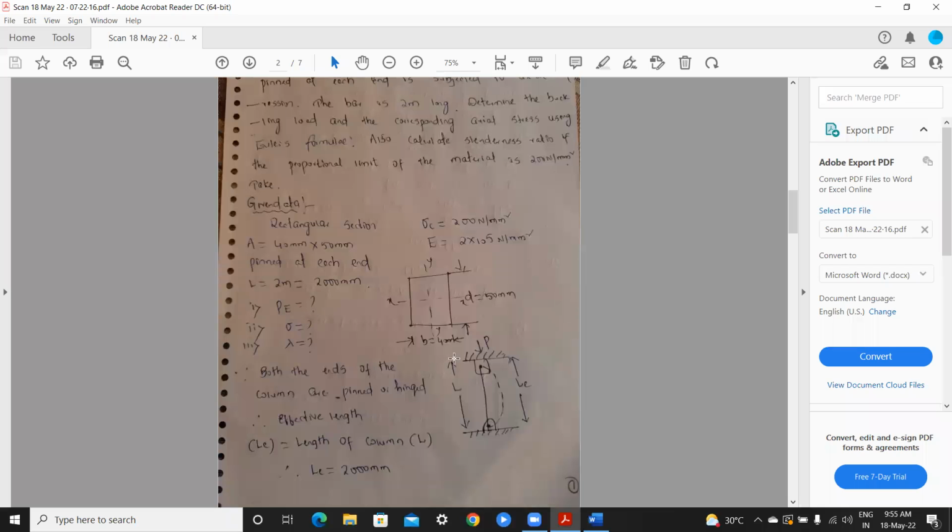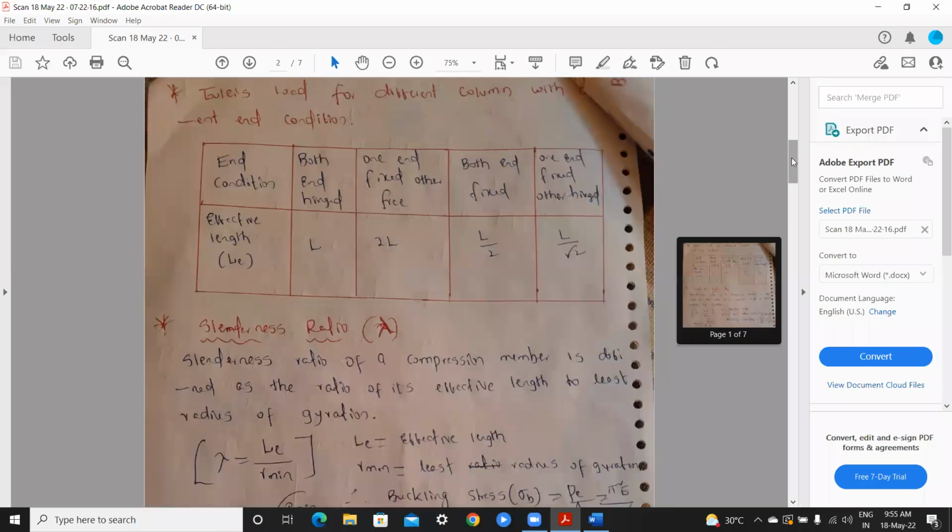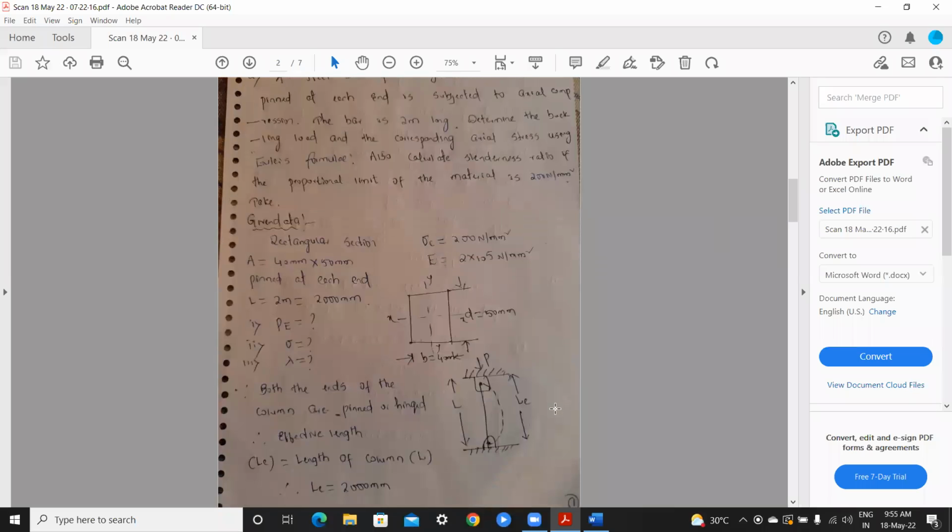See here, both ends of our column are pinned or hinged. So what is the effective length? The effective length will be the same for this condition, pinned at each end. Pinned at each end means Le is equal to L, the total length. If both sides are pinned, the effective length is the same, so there is no L by 2. If it is L by root 2 or L by 2, that is a different condition. The bar is 2 meter long, so the effective length will be 2 meter only, because it is pinned at each end.